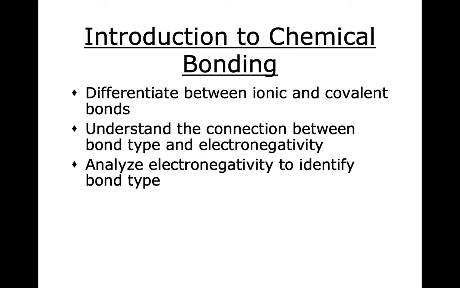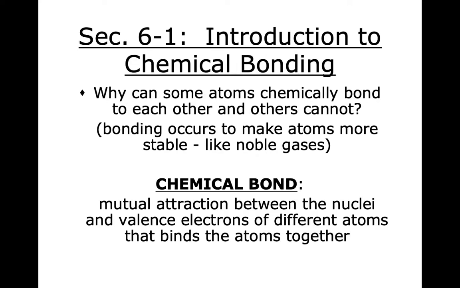And then how can we use electronegativity to identify the bond type that will form? Is it ionic or is it covalent? When you have a mutual attraction between the nuclei and the valence electrons, remember the nucleus is positive, the valence electrons are negative, that attraction is basically what forms a chemical bond. The goal is to become more like a noble gas. They want to obtain an octet of electrons in their outermost energy level. And they do that by either gaining electrons, losing electrons, or sharing electrons.